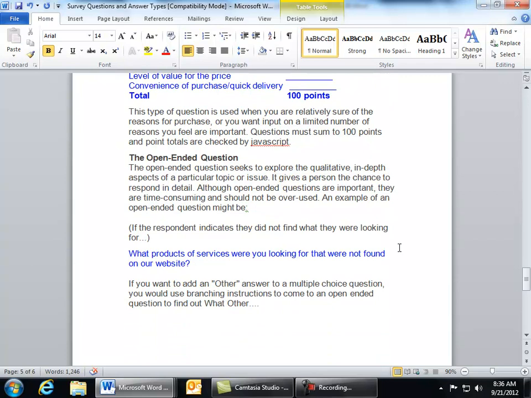This type of question is used when you are relatively sure of the reasons for purchase, or you want input on a limited number of reasons you feel are important. Questions must sum to 100 points, and point totals are checked by JavaScript. Of course, if you don't have this option, you'd have to do it by hand.